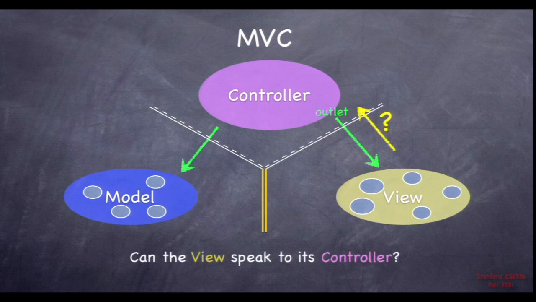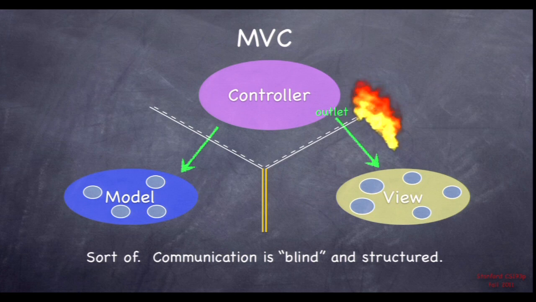How about the view speaking to its controller? Is that allowed? Can the view talk to the controller? And the answer there is sort of. Okay, that's why it's yellow. The communication between the view, which is a generic object, and the controller, which is very specific to how this application presents the model on the screen, has got to be blind, meaning the view can't know what class of object it's talking to, and it also has to be well structured, so that in Xcode 4 we can connect up the view to the controllers in a structured way, right? So that we understand how to do it.